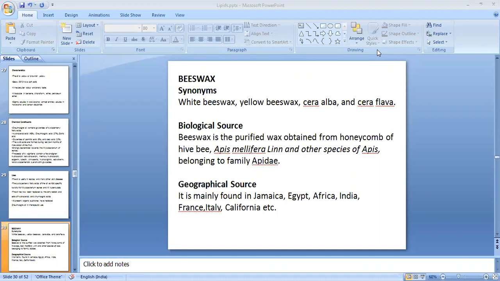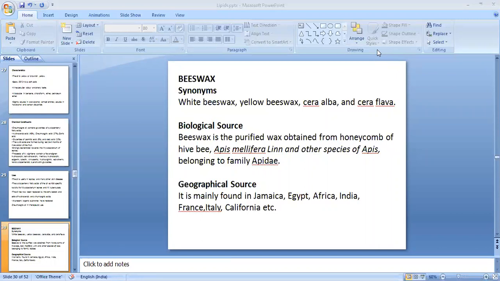Good morning. In this presentation, we are going to see about the pharmacognosy of beeswax and lanolin, that is hydrous wool fat. So first we will start with the beeswax.